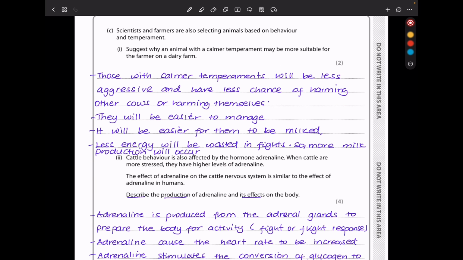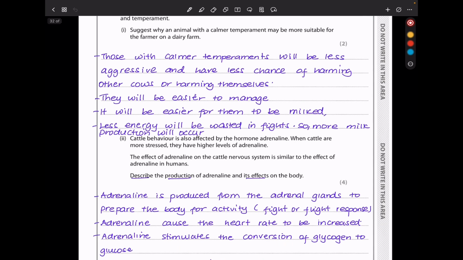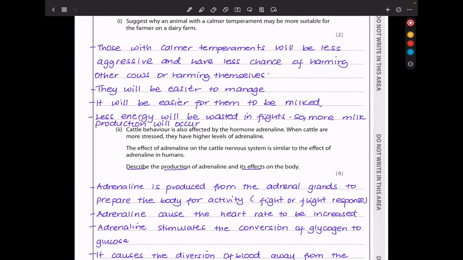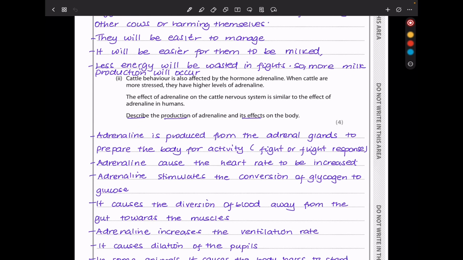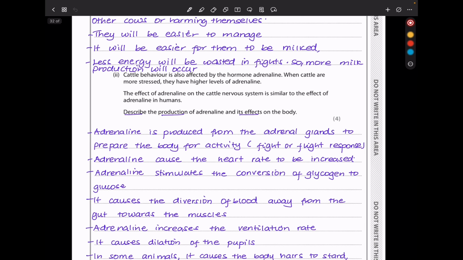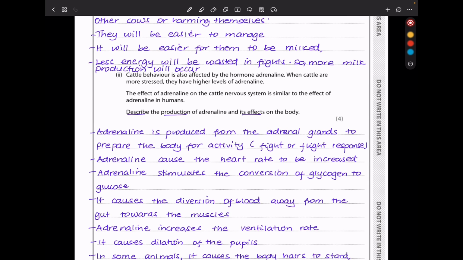Animals with a calmer temperament are going to be easier to handle because they will not be aggressive, and it will be easier for them to be milked. So I said those with calmer temperaments will be less aggressive and have less chance of harming other cows, harming themselves, or even the caretakers. They will be easier to manage and easier to milk. Energy will not be wasted in fights, so more milk production will occur, meaning energy is used for milk production instead of being wasted on aggressive behavior.